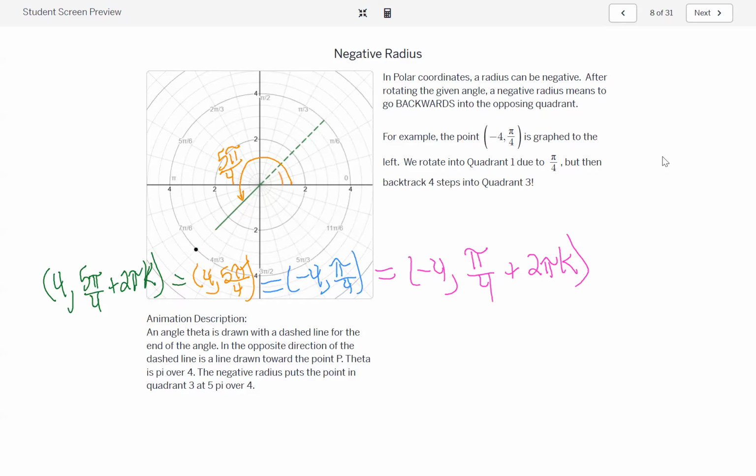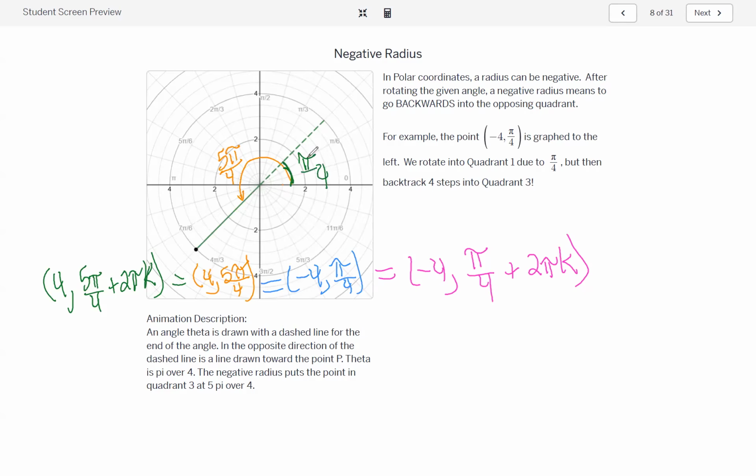Where is the 1 -4 coming from? 1 minus 4? Like the pink? Pink, yeah. That's a parenthesis. Oh, okay. My bad. Yeah, because they're ordered points.